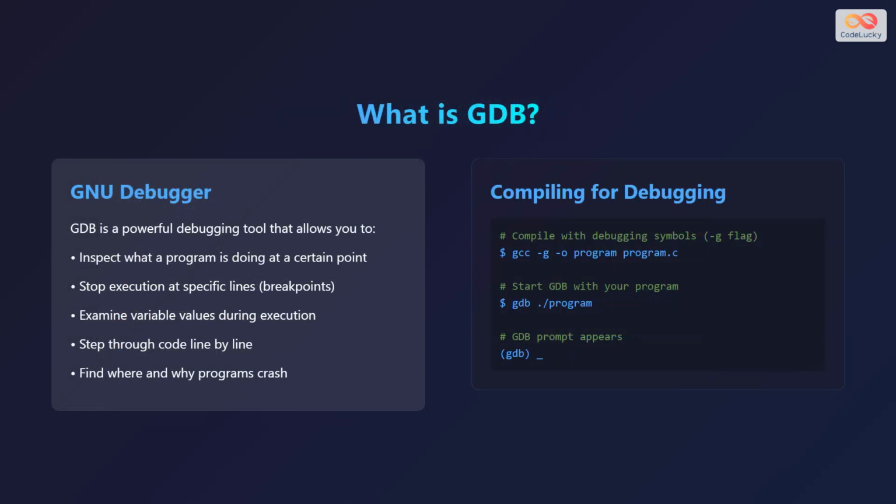GDB, which stands for GNU Debugger, is a powerful tool that allows you to inspect what a program is doing at a certain point, stop execution at specific lines using breakpoints, examine variable values during execution, step through code line by line, and find where and why programs crash.